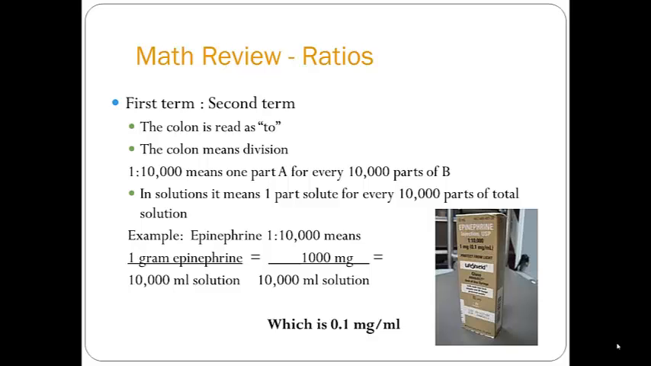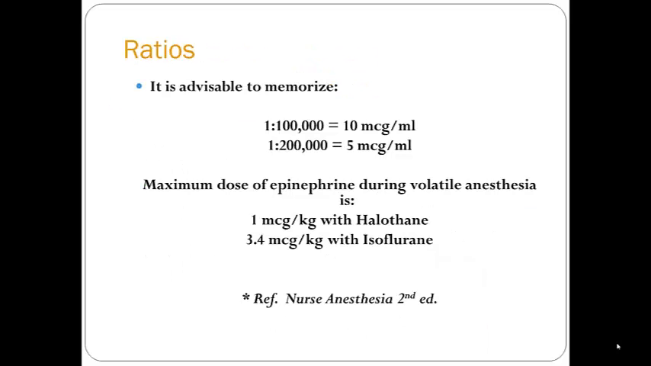Lucky for us, they print both concentrations on the label, but in anesthesia, we want you to understand what is meant by the ratio. It's advisable for you to memorize that a 1 to 100,000 solution is equal to 10 micrograms per milliliter, and that a 1 to 200,000 solution is equal to 5 micrograms per milliliter.